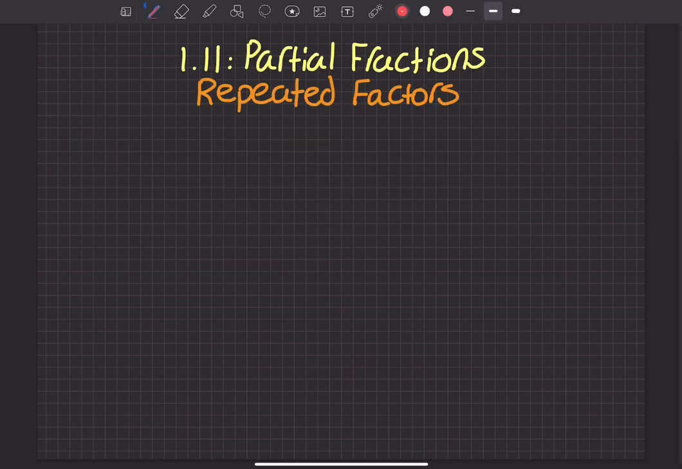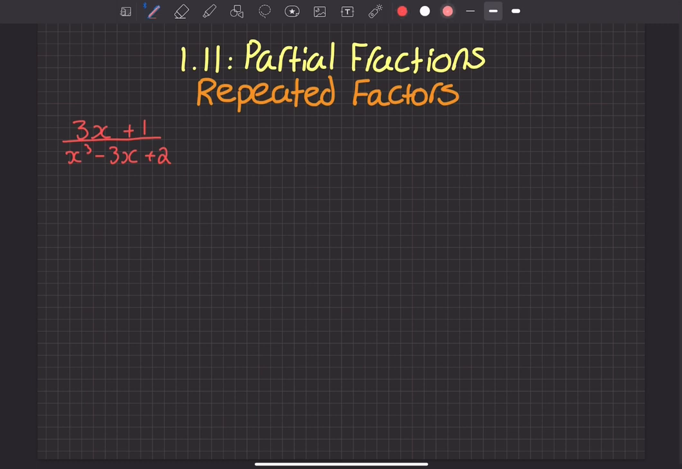And now we'll go over what to do if we had repeated factors in the denominator, right? So let's say we had 3x plus 1 over, and let's say x cubed minus 3x plus 2, right? And let's say we wanted to put this as a sum of partial fractions. How do we do this?